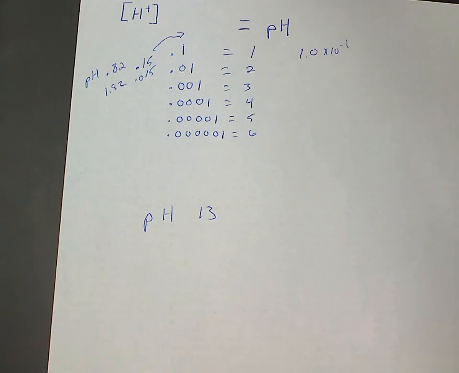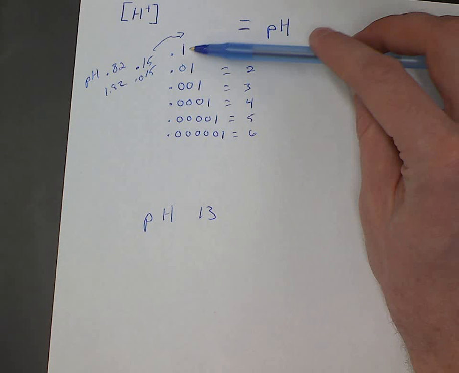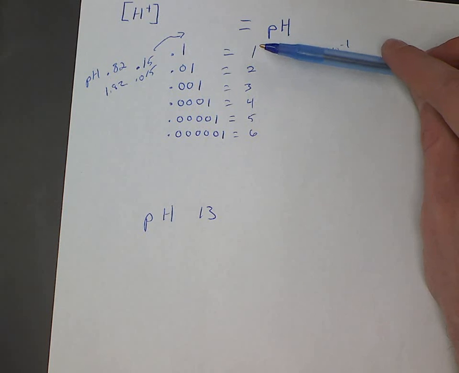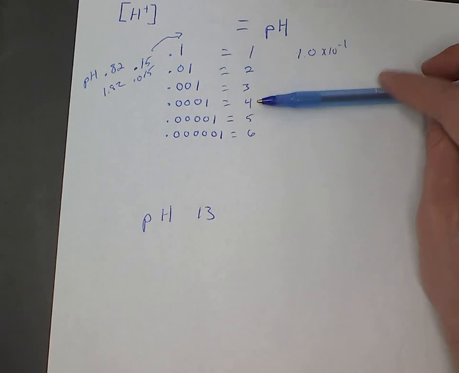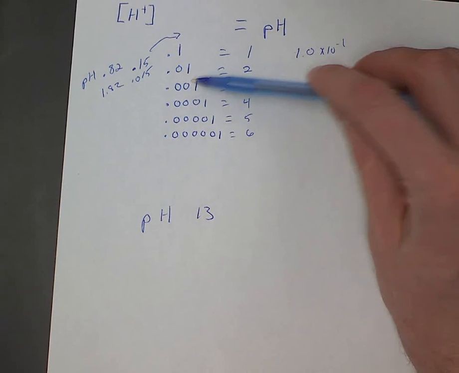What I want you to get used to, and this is what we see on the AP exam, especially multiple choice, is where they will give you a concentration and assume that you know that 0.1 is a pH of 1 and 0.001 is a pH of 3.